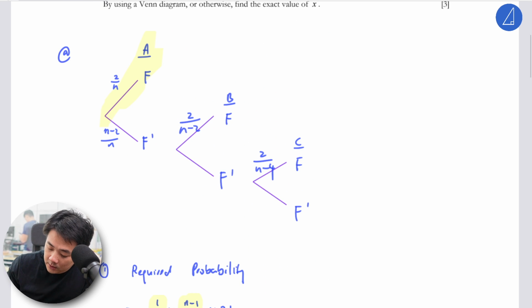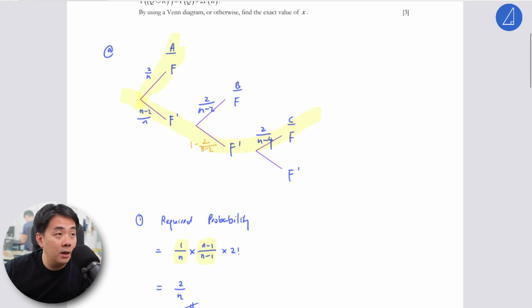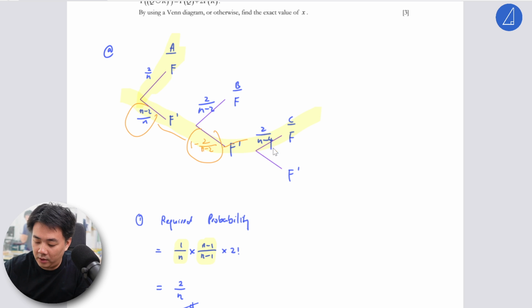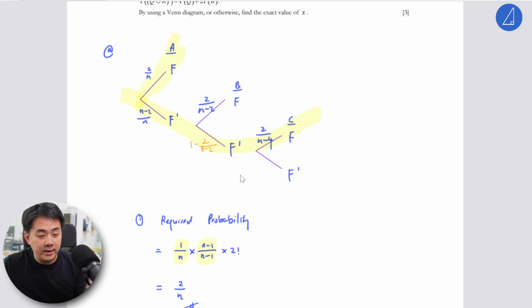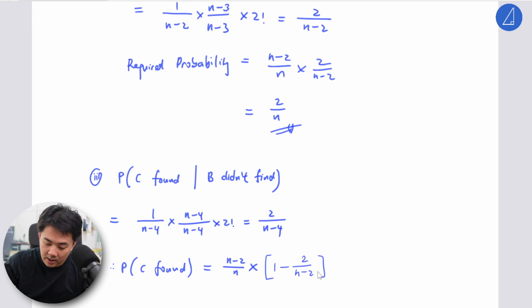Okay, so to get the probability of C drawing the card will be this multiplied by this. So we just take 1 minus 2 over n minus 2 over here. Okay, I'm just gonna take this, multiply by this one, multiply by this one, to find the probability of C finding the prize. You're right, I made a mistake. This is n minus 5.